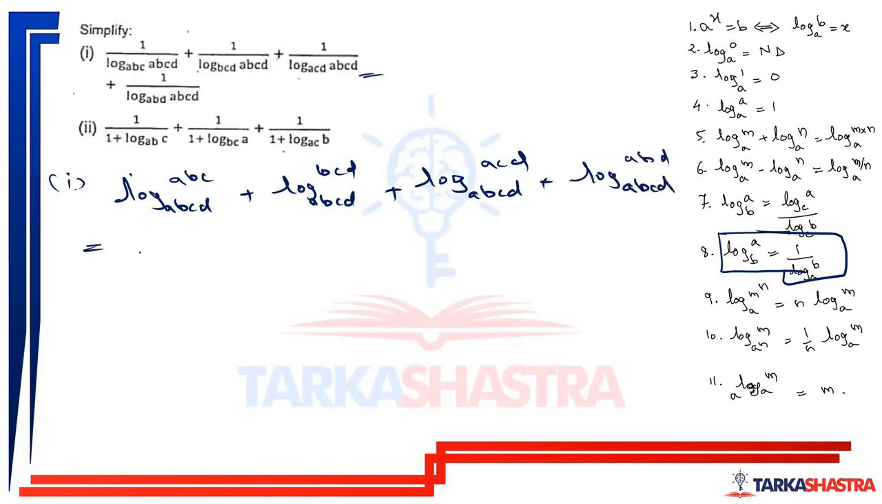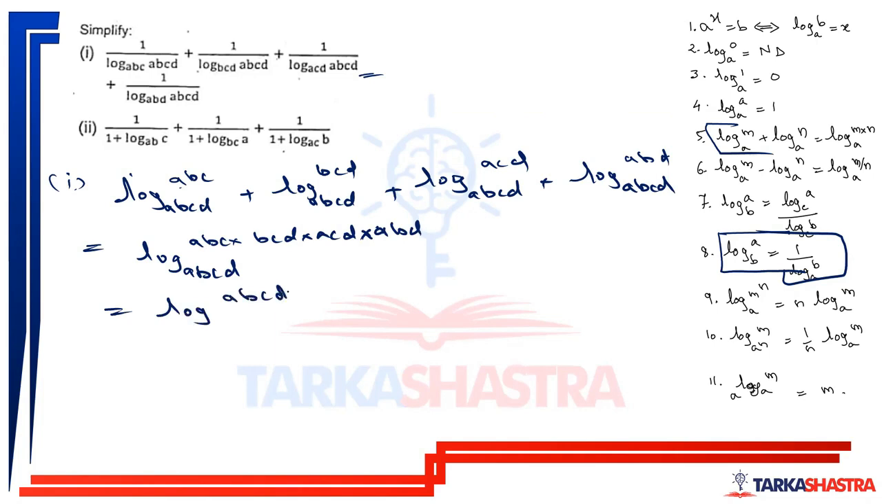Okay, now everywhere the base is the same. So what I'll have is log ABC, BCD, ACD, ABD getting multiplied using this fifth property. So it will be ABC into BCD into ACD into ABD, which is log ABCD cube to the base ABCD, since we have A 3 times, similarly B 3 times, C 3 times and D 3 times. So this 3 will come out using the ninth property, and it will become 3 log ABCD to the base ABCD, which is 3 only.